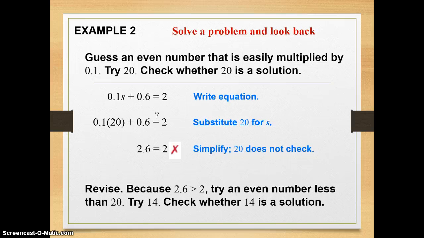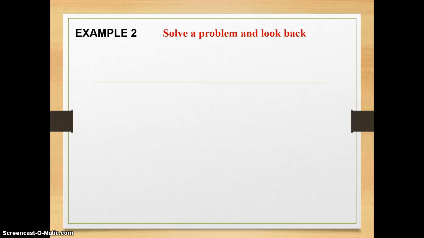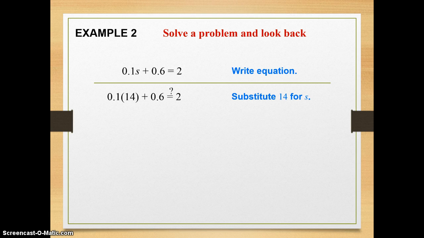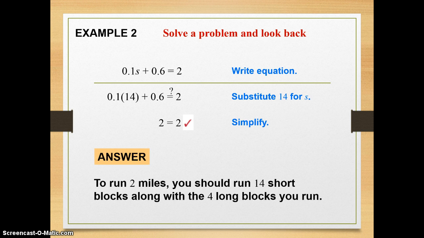Revise. Because 2.6 is greater than 2, try an even number less than 20. Try 14. Check whether 14 is a solution. We'll substitute 14 in for S and evaluate the left side. We get 2 equals 2. So the answer is to run 2 miles, you should run 14 short blocks along with the 4 long blocks you run.